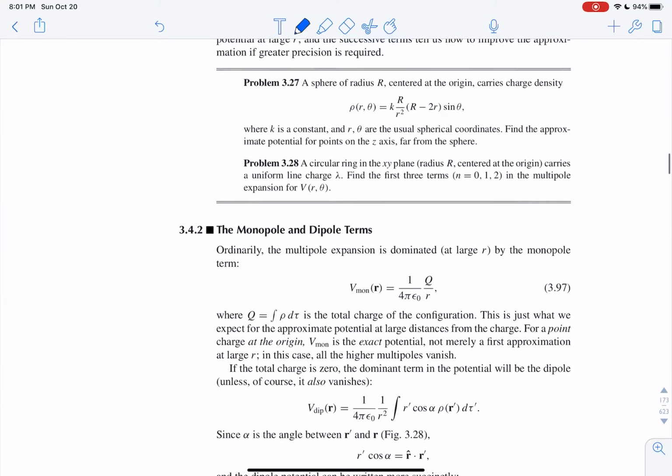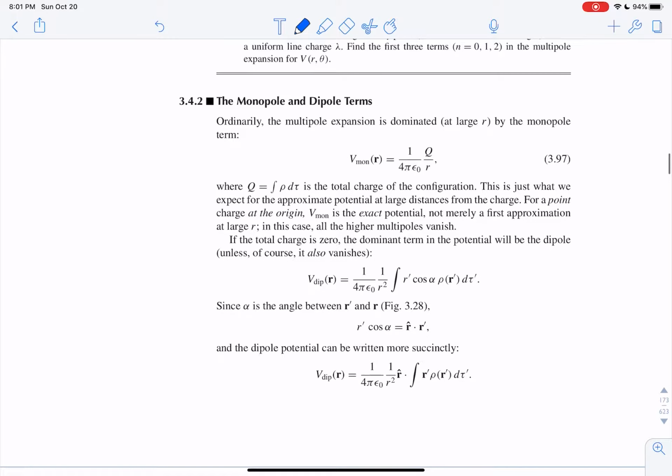Pretty cool. So the monopole and dipole terms: the monopole term is 1 over 4 pi epsilon naught q over r.